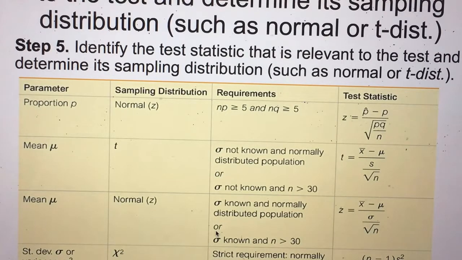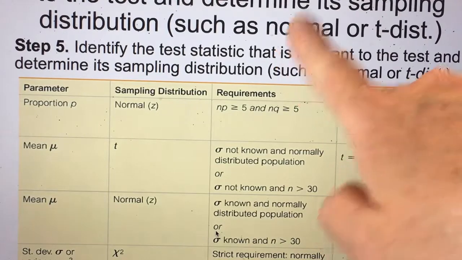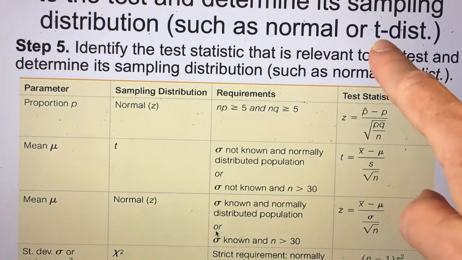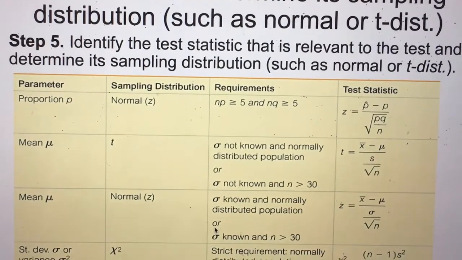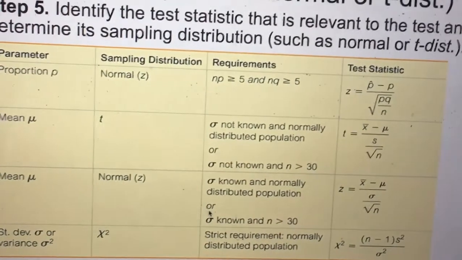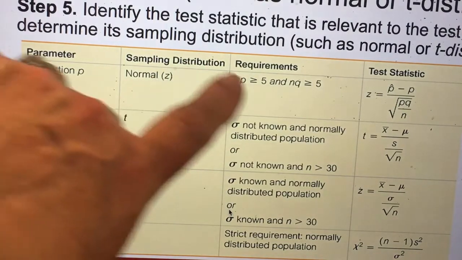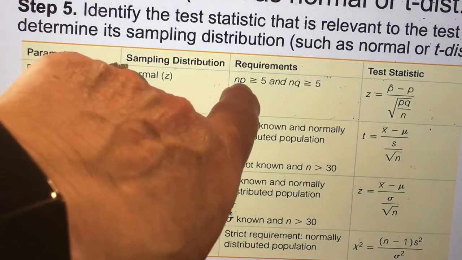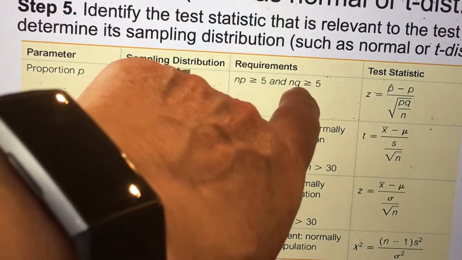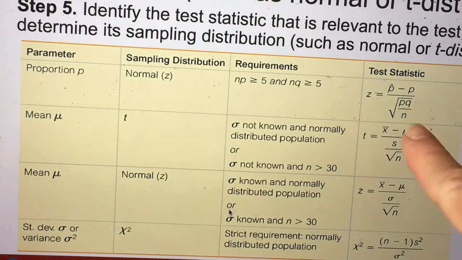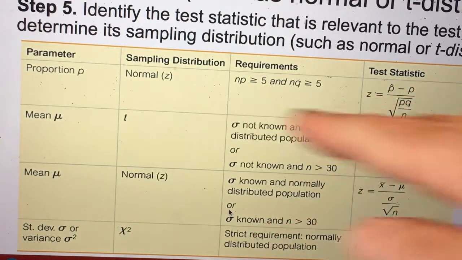So this is step 5, and this is again equivalent to each one of the slides you've seen before. Identify the test statistic that is relevant to the test and determine its sampling distribution. Are we going to use the normal? Are we going to use the t-distribution? The rules here are the same rules that we used in the last section. If we're doing a proportion test, we're going to use the standard normal. Our requirement is that n times p is greater than or equal to 5 and n times q is greater than or equal to 5. And here is our test statistic. This is a very good reference chart.